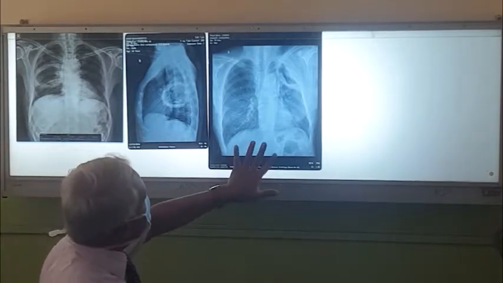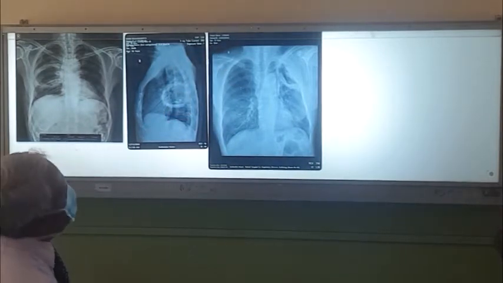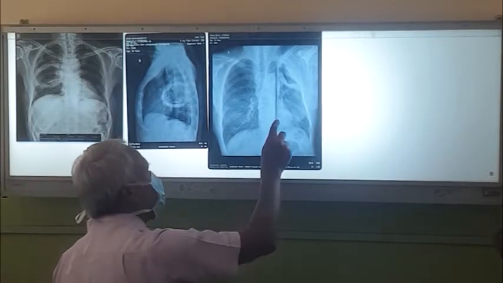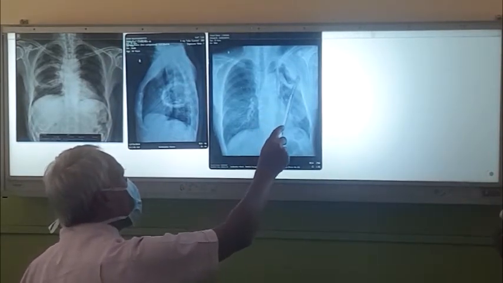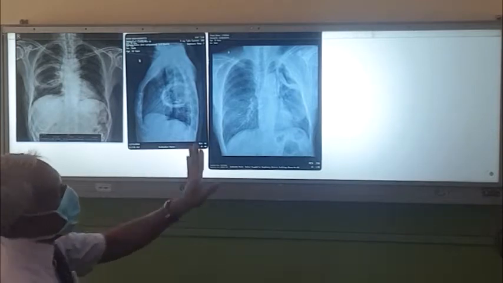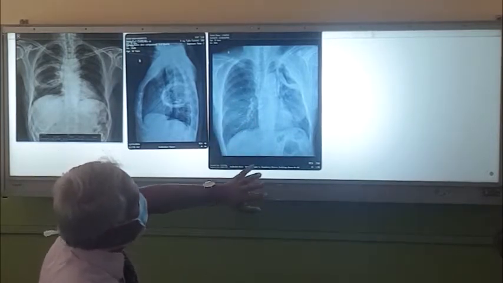Then this X-ray, 76 years, right? And a lot of radiological changes are there. The obvious thing is this: there is a cavity with irregular inner margin, a thick wall cavity with irregular inner margin. Always think of malignancy there, right? Cavitating malignancy, especially squamous cell here. And then look for other features.